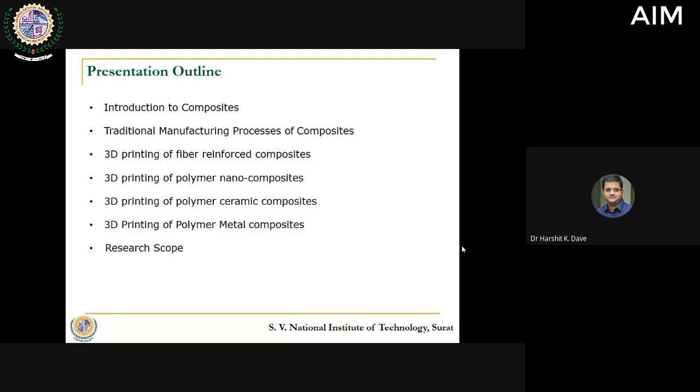We would initially talk about the traditional manufacturing processes of composites, and then we will have our discussion on 3D printing of fiber reinforced composites, polymer nano composites, polymer ceramic composites, and polymer metal composites, followed by the possible research avenues in the 3D printing of composites as on date. So this would be the outline of my discussion.